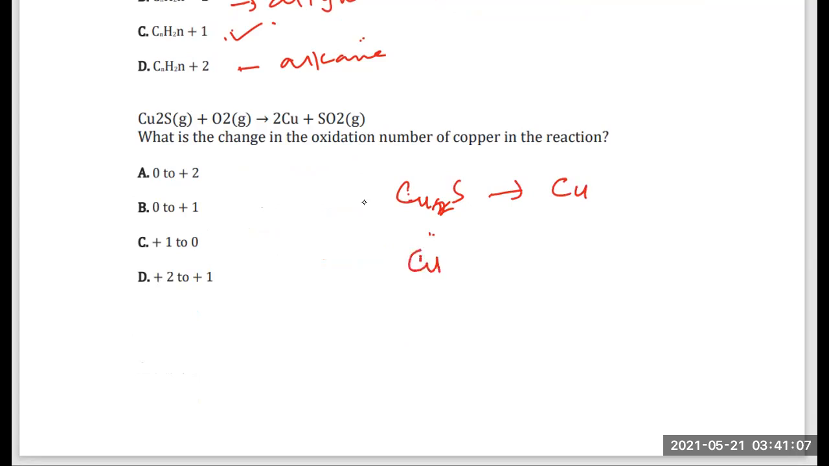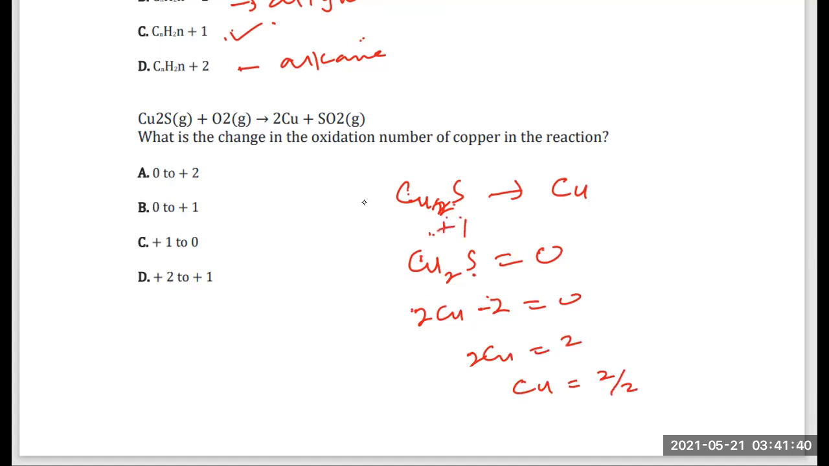Don't forget that since it doesn't have a charge, the total oxidation number is going to be equal to 0. So if it's equal to 0, I'm looking for copper. So 2 copper, applying the information we have used before. Sulfur is in group 6, so its oxidation number is going to be -2. So 2 copper minus 2 equals 0. So 2 copper will be equal to 2, and then copper is going to be equal to 2/2. So the oxidation state here is +1.